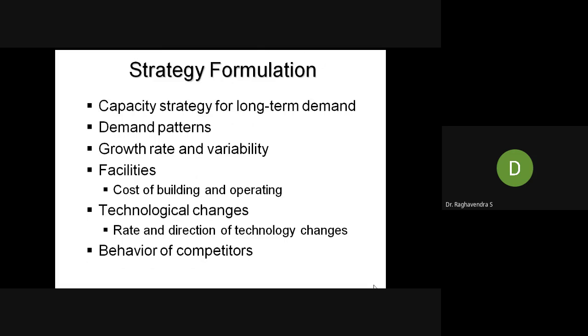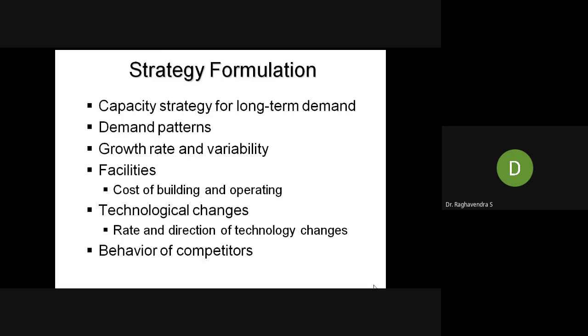Next, facilities, cost of building and operating. Okay, that should be counted, because if you are paying rent for some buildings and you are starting a manufacturing unit, and 50%, 60% of what you produce goes to the building cost or rent, that won't work. Then you should plan. Whenever you're talking about capacity planning, you should plan according to the facilities also.